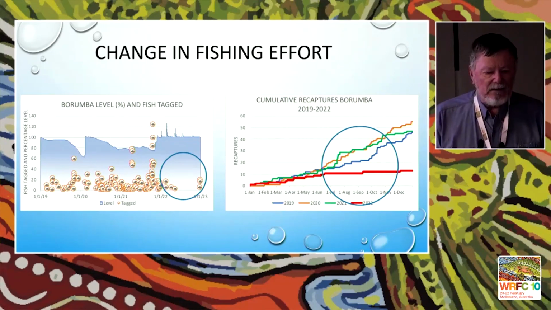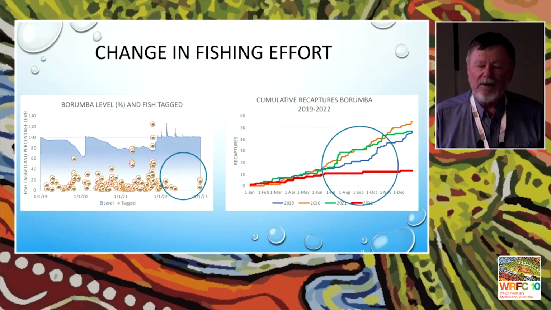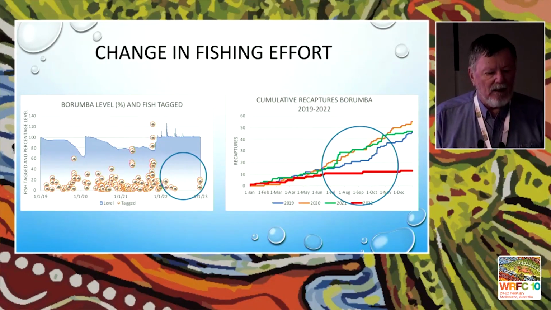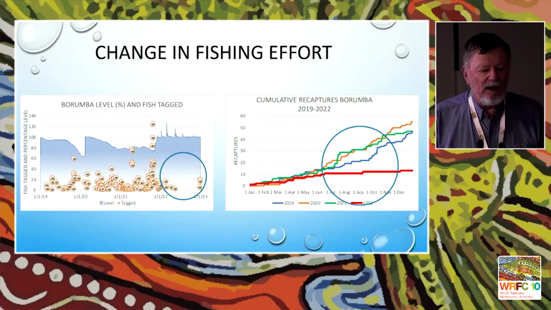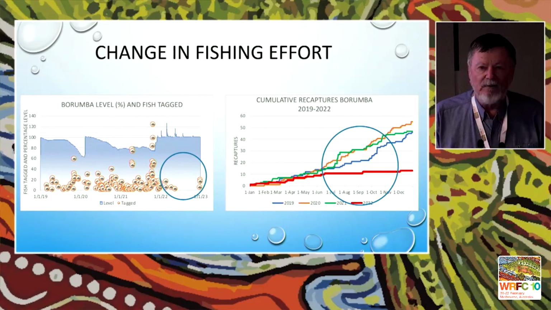More recently, last year we had a flooding effect in the southeast part of the state, and on the left-hand side is Lake Barumba, which is one of the bass impoundments in the southeast corner, and you can see the dots are all fish being tagged during that time. We come to 2022 and there's a big void in there. That was when the flooding occurred.